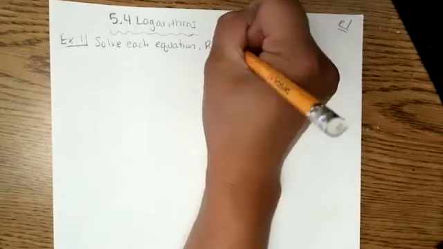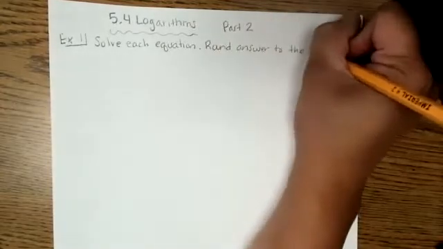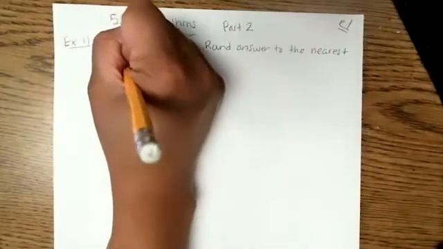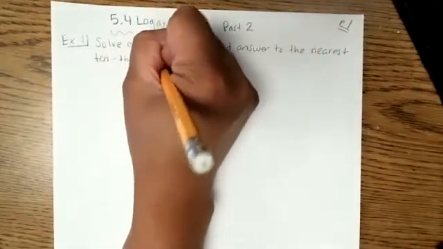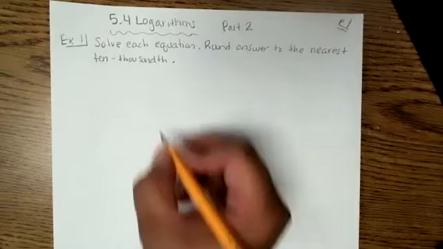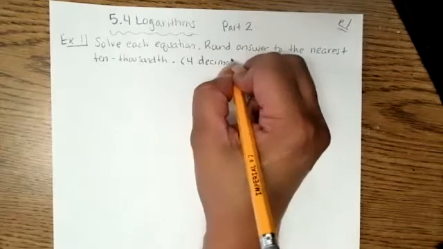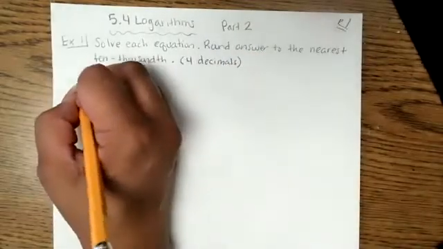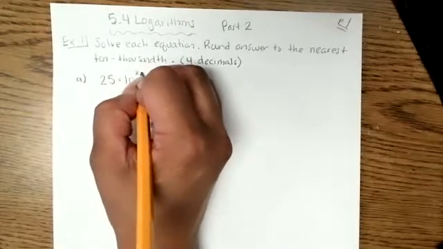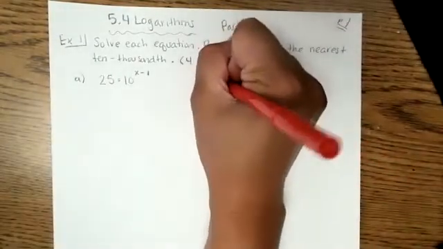And we're going to round the answer to the nearest 10,000th. Now, when I say 10,000th, know that that is 4 decimal places. I'm going to go ahead and write the steps on the right side.